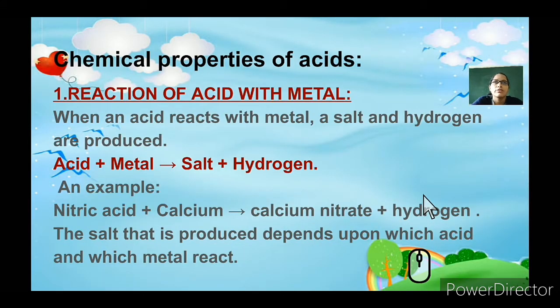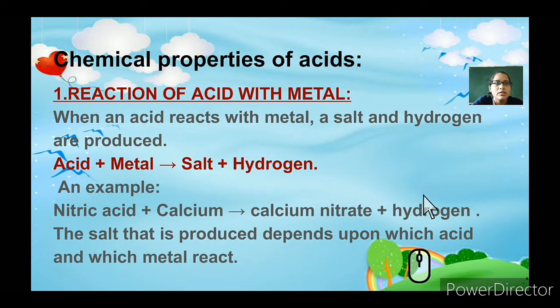So till now we have seen the physical properties of identifying whether something is an acid or a base by using indicators: litmus, methyl orange, and phenolphthalein. Now we will understand the chemical properties of acids. Acids might react with many metals, non-metals, etc. to give rise to certain products.